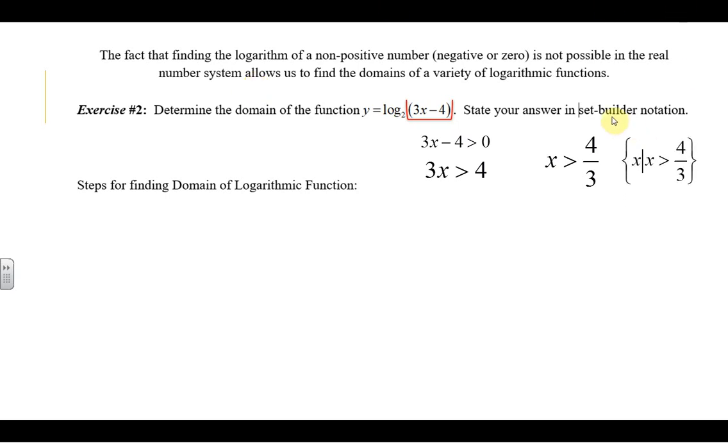That's set notation. Set builder notation just means x such that x is greater than 4/3. You could also do the brackets and parentheses, interval notation. There's lots of different ways.